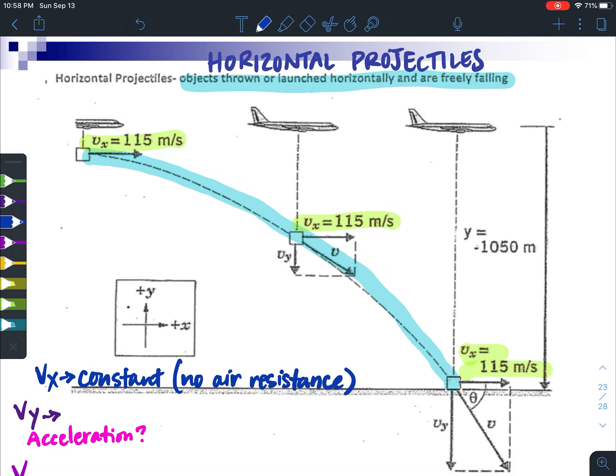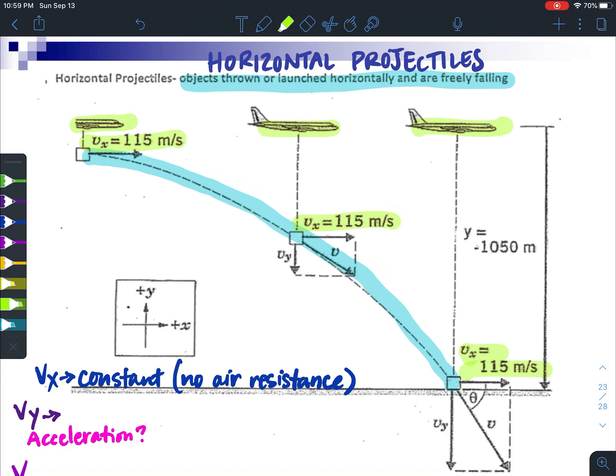Okay, it's important to notice that our object has stayed right below the plane the whole time. And again, we've got no air resistance, no wind, no drag, so there's nothing to affect that sideways, that horizontal speed that the package got from the plane.